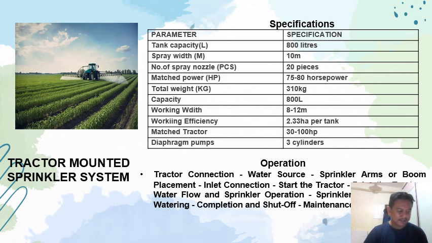Operation: tractor connection to water source, then sprinkler arms or boom placement, inlet connection, start the tractor, drive the tractor, water flow and sprinkler operation, sprinkler action, uniform watering, completion and shut off, maintenance.